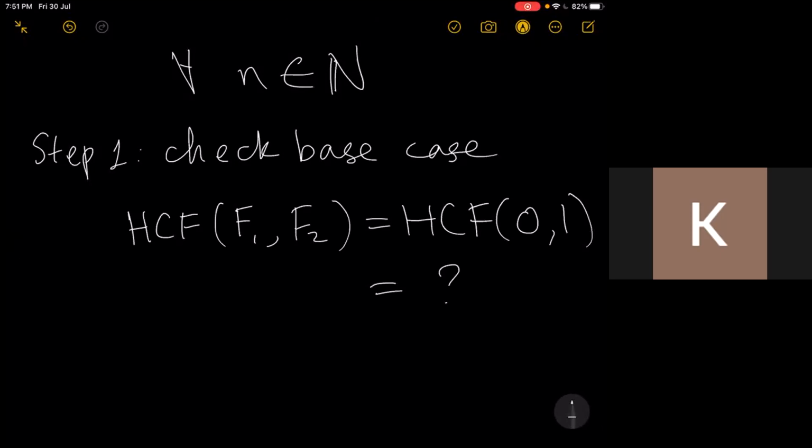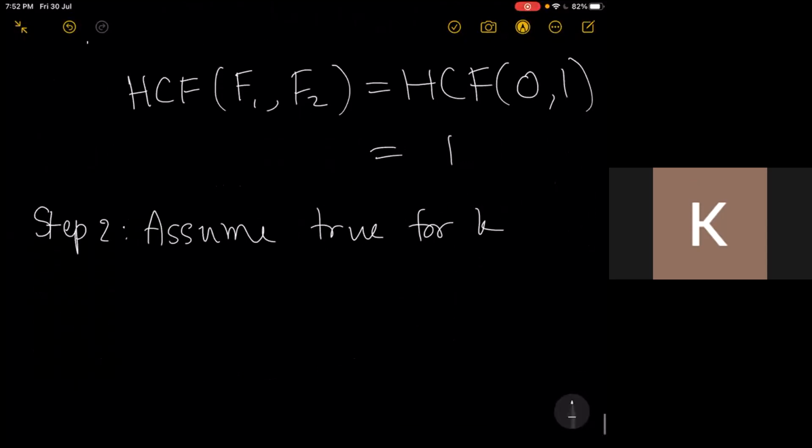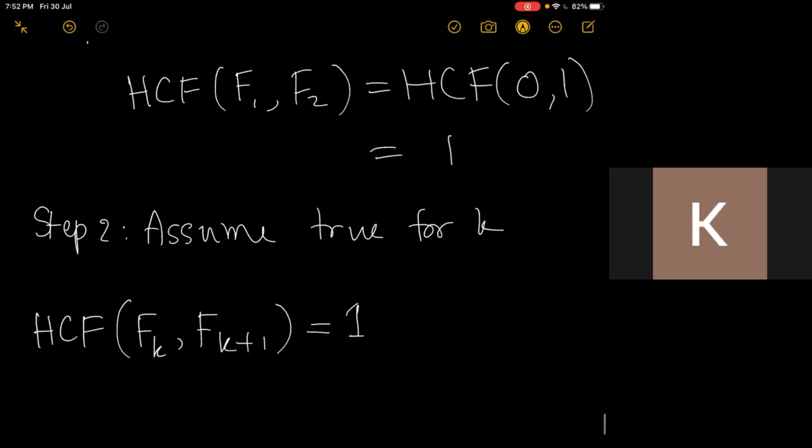What is HCF of 0 and 1? 1 only, na? 1. Okay. Step 2: assume the statement for k. So suppose HCF of Fk and Fk plus 1 is equal to 1.